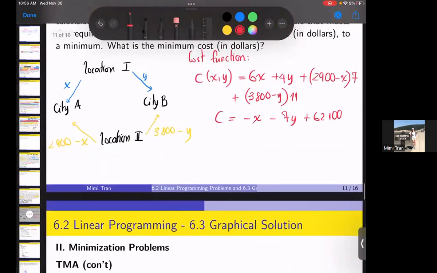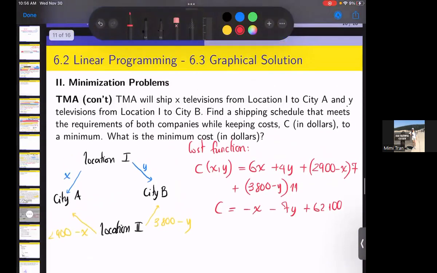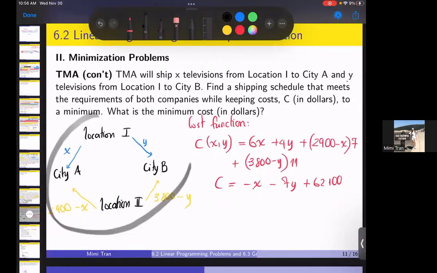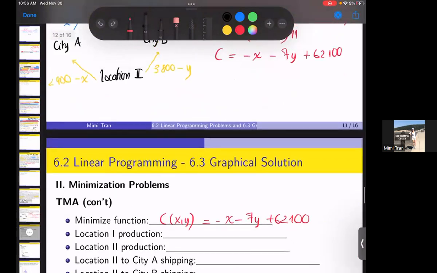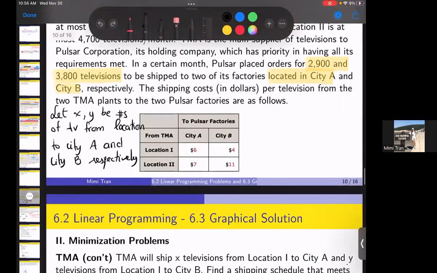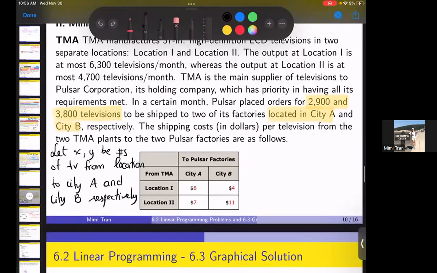All right. Just so far, are we good? I think the hardest part is to come up with this. Yeah, that's the hardest part. The rest is just kind of following it. Now we finished with the cost function. Now we're going to move to constraints, inequalities, right?